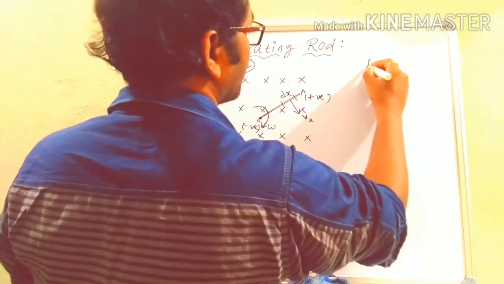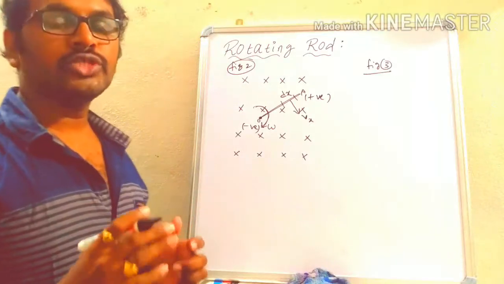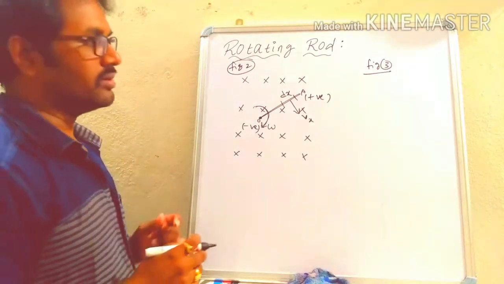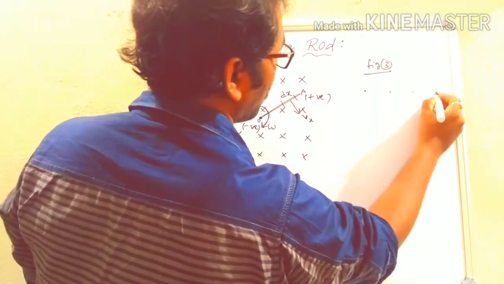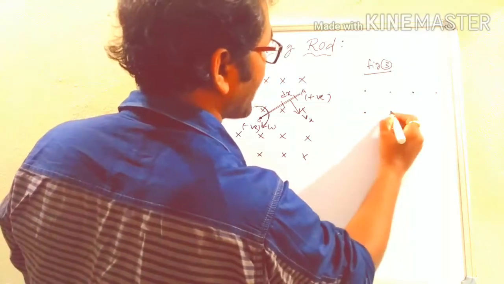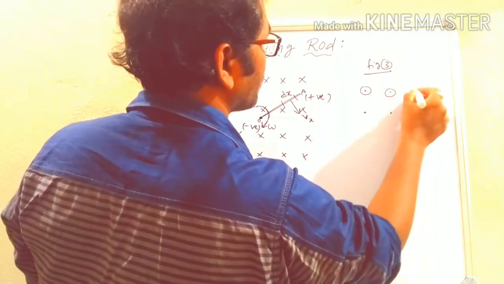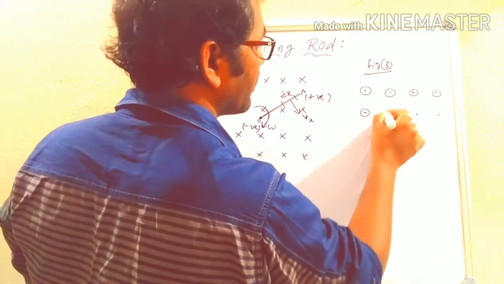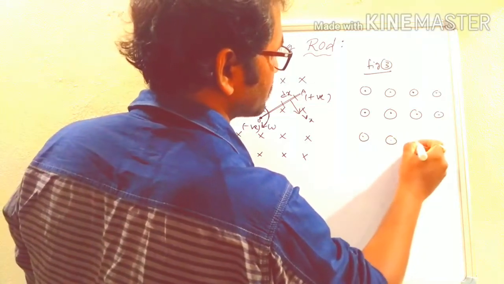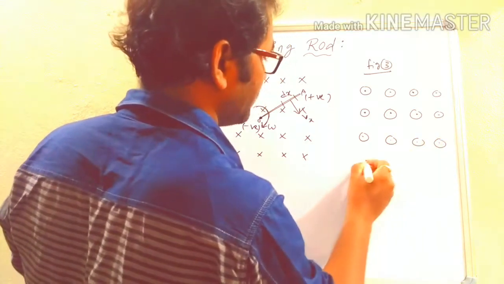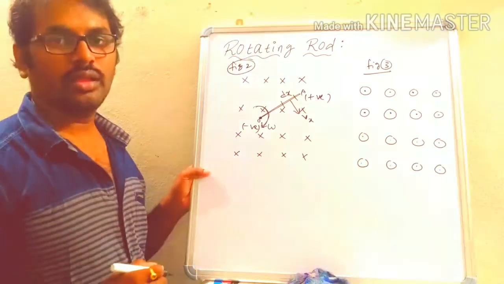Let us see figure 3. In this diagram, I am changing the direction of the magnetic field. Here I am taking the magnetic field acting out of the board along the positive z-axis. The dot with a circle represents that the magnetic field is acting out of the board.